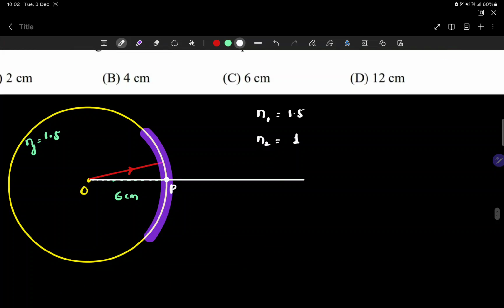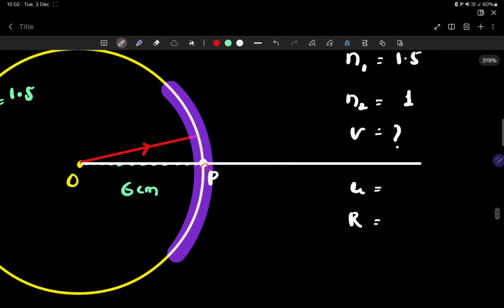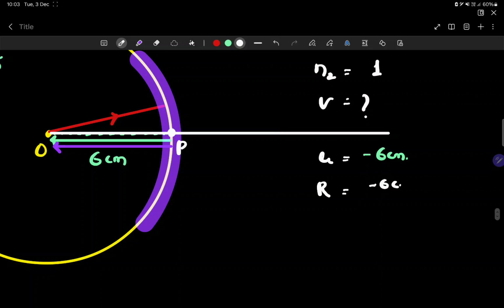Then next part is what is U. V is required as per the question. What is U and what is R? U is the object distance. How do we have to use the sign convention? As per sign convention, object distance is measured from the pole to the object. So pole to object means it is opposite to the incident ray. So U is minus 6 cm. Next is radius of curvature. Radius of curvature is also measured from pole to center. So the center is at O. So radius of curvature is also minus 6 cm.